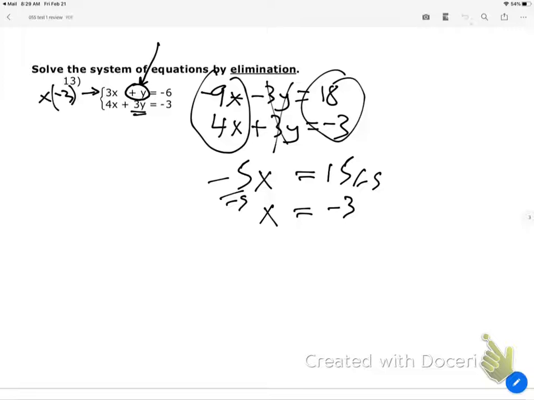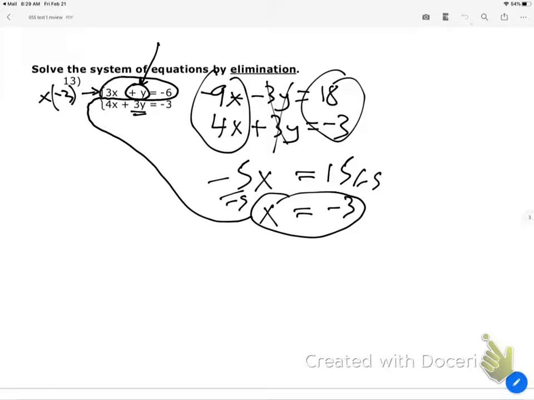Yeah, okay. So x equals -3. I've got an answer. I've now got to plug it back into one of these. I'll plug it back into the first one. Doesn't matter where you plug it back into, I'll do it there, okay?